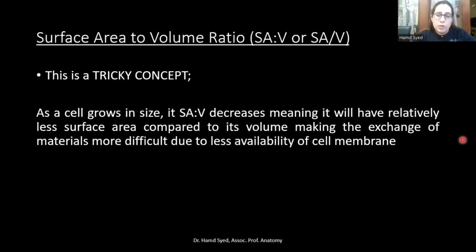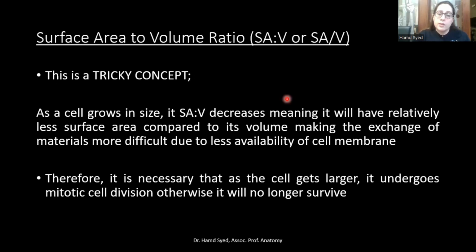Now, since we're talking about cells, I want you to understand an important concept of the surface area to volume ratio. Now, what happens is that as a cell grows in size, its surface area to volume ratio decreases, which means that it will have relatively less surface area compared to its volume. And as this happens, it makes the exchange of materials more difficult because of less availability of the surface area, that is the cell membrane or the outer boundary of the cell.